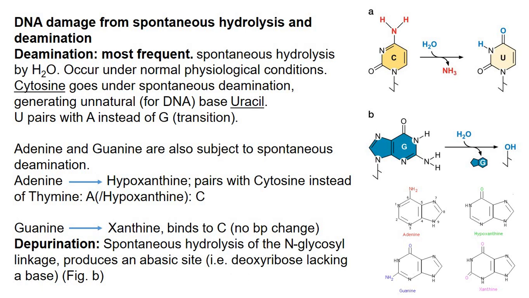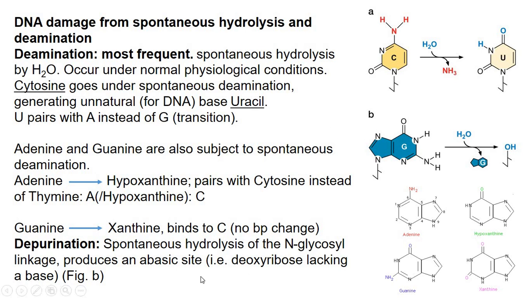Depurination is another way of DNA damage, besides spontaneous hydrolysis and deamination. What happens in depurination is, this example is right here. So remember, your nucleotide has three components: a sugar, a phosphate, and a base. If the base is released and only sugar and phosphate are left, that's depurination, which results in abasic sites. The deoxyribose phosphate is lacking a base.